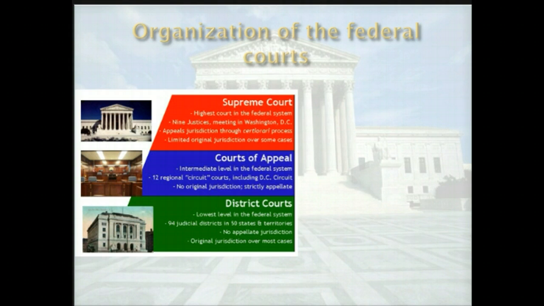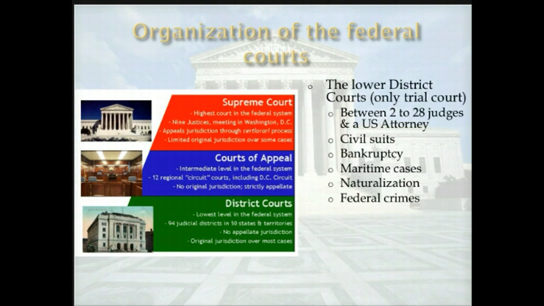The organization of the federal court. Okay, so at the very bottom, you have your district courts, your lower district courts. This is the lowest level of the federal court system. There are 94 district courts in the 50 states and the territories. They are the only court where you will see your typical trial. 2 lawyers, witnesses, and a jury.